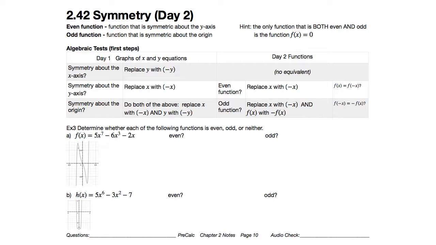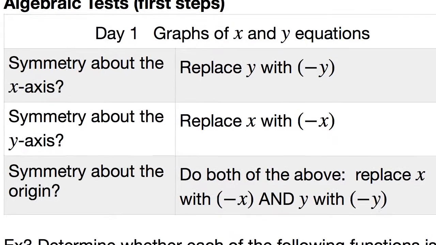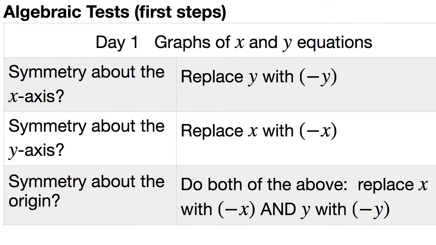This is section 2.4, day 2 of Symmetry. Let's do a little quick review about what we did from before. Yesterday, or last section, we talked about how if we wanted to test for symmetry about the x-axis, we had this test right here. You just replace y with negative y. And symmetry about the y-axis, you replace x with negative x. And symmetry about the origin, you have to do both. Replace x with negative x and then y with negative y. And then you see whether or not the result is equal to the original.